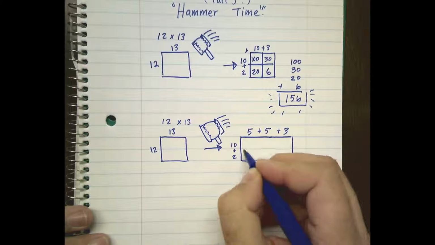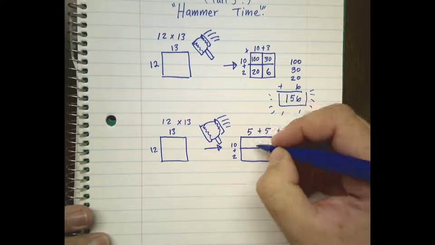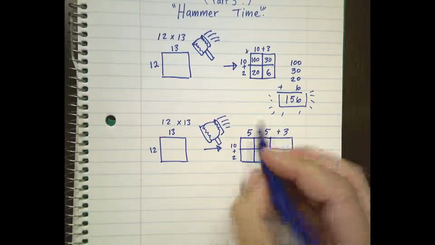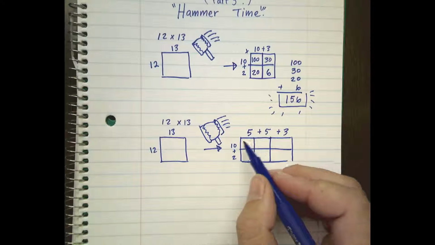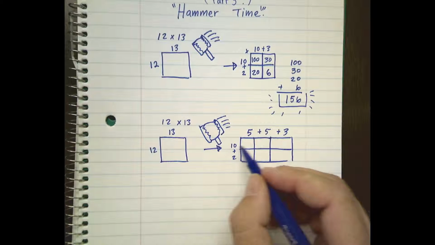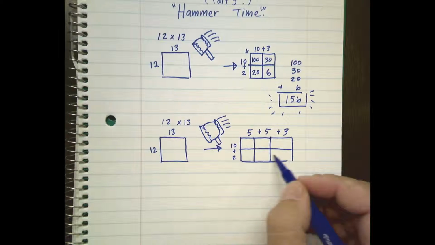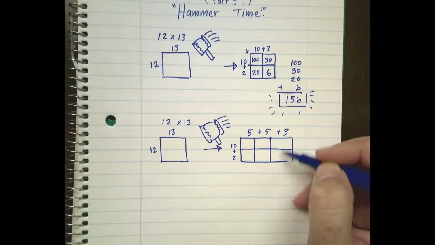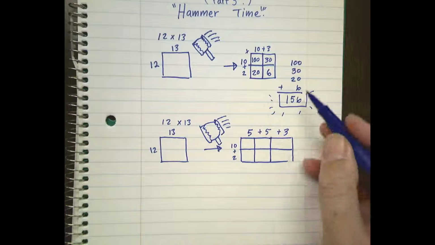And then I'll just give each number its own little column or row here, and now we just do the same thing. So now we multiply by 10 all the way across this row, multiply by 2 all the way across this row, and by 5, by 5, and by 3 down these columns. And then in the end, we're just going to add them together just like we did before.